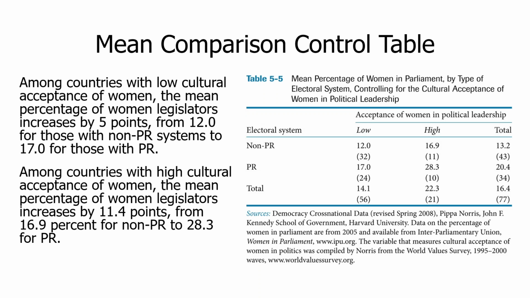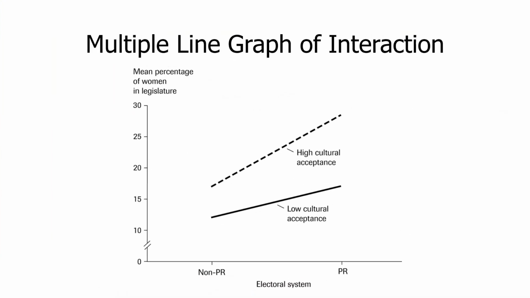So can we fairly summarize these two differences, 5 and 11, into a single partial effect? And the answer is no, that wouldn't be fair. That wouldn't be accurate. So we know we're dealing with a case of interaction. And as usual, here's that graph. Here's that 5-point rise from non-PR to PR among countries with low cultural acceptance. And then that over 11-point increase among countries with high cultural acceptance of women.